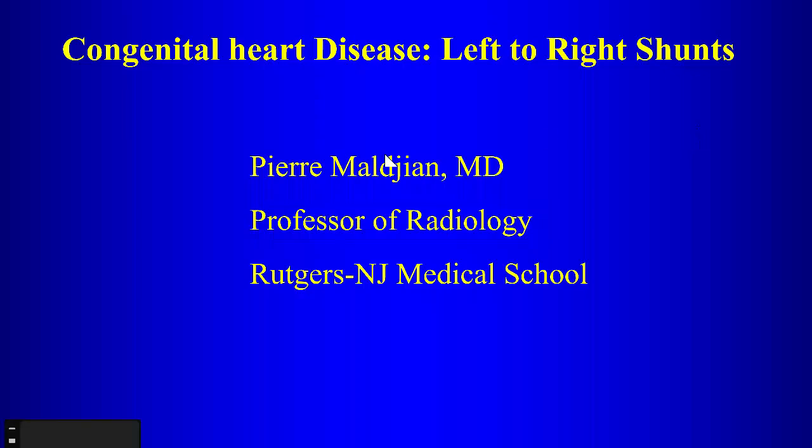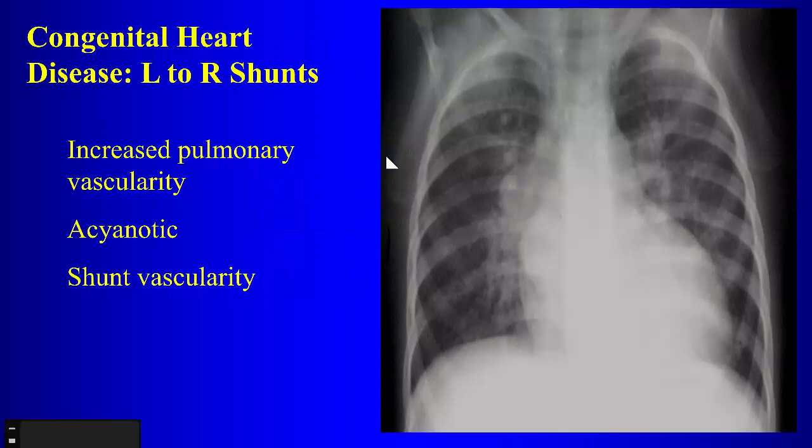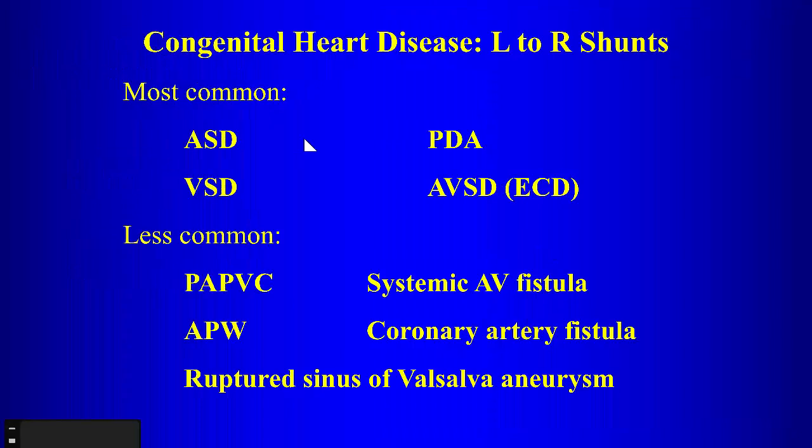Okay, so today we'll talk about the left to right shunts, and this is the diagnostic set where, remember, we always start with the pulmonary blood flow, and there's increased pulmonary blood flow. We ask the question if the patient is cyanotic or not, and these patients will not be cyanotic, so here you're in the category of left to right shunts. The most common I've listed for you here, so we'll talk about these. These are some of the less common.